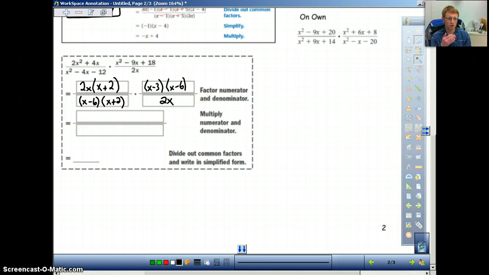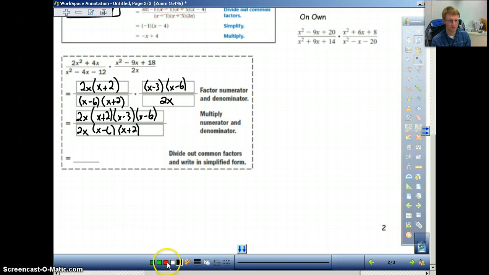Now again, you could go through and start canceling things out, but I just think it's easier to multiply everything first just to make sure we don't make any mistakes. So what I do is I do anything without a parentheses, I always put out front. So we have 2x, then we have x plus 2, x minus 3, and x minus 6. And on the bottom, I put the 2x out front, and then I do x minus 6 and x plus 2.